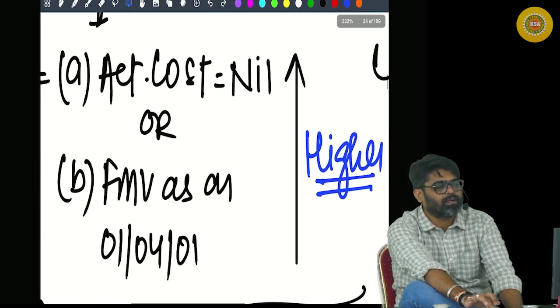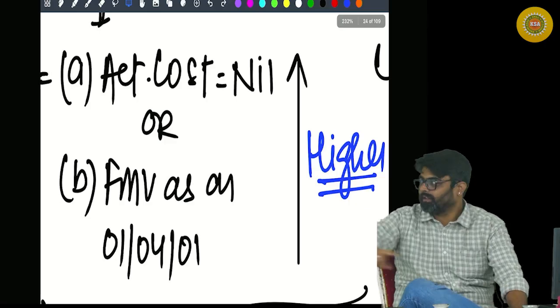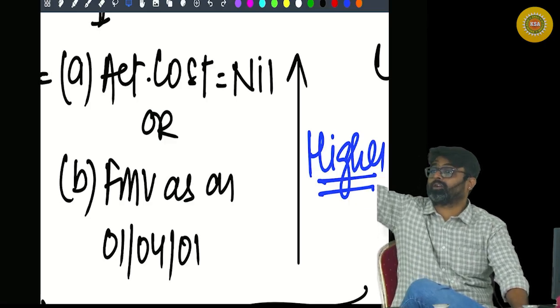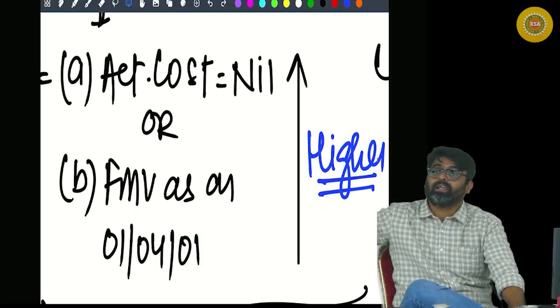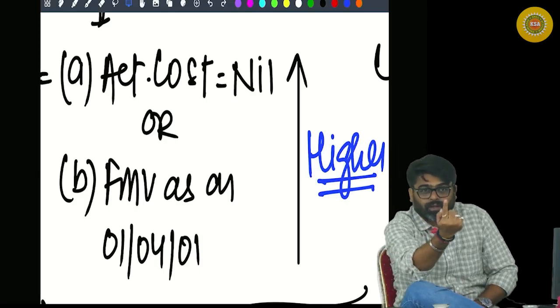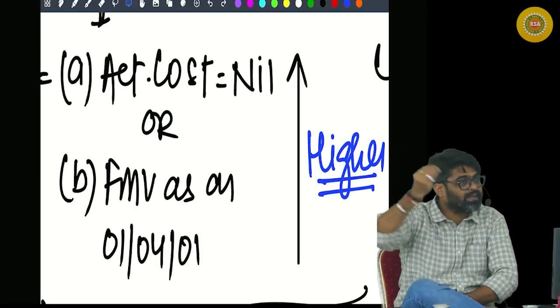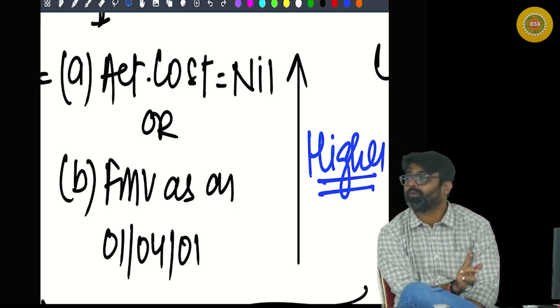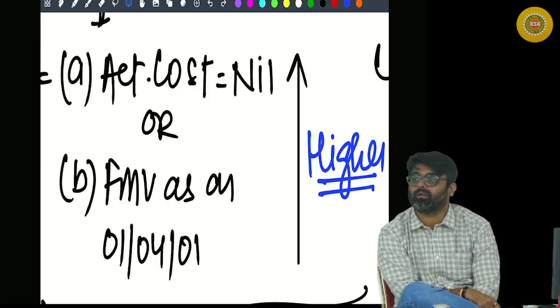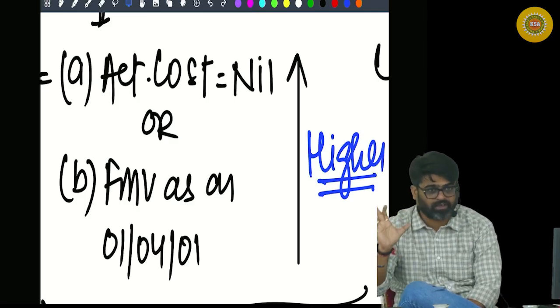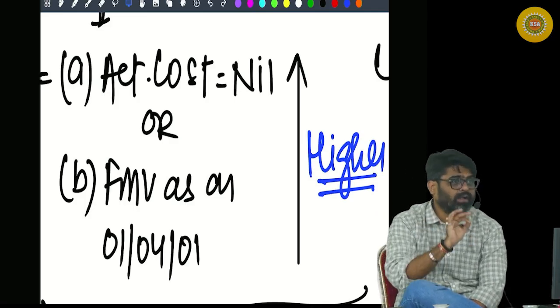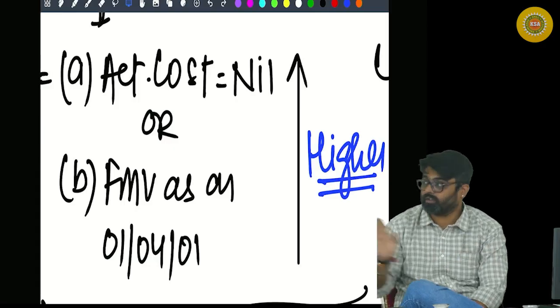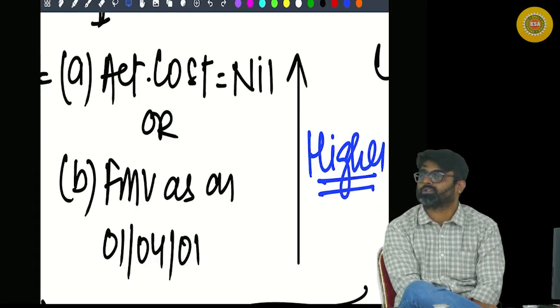And don't you think here always the fair market value will be taken as your cost of acquisition? Because even if the fair market value is 1 rupee, it will be higher than nil. Getting my point? So for bonus shares acquired prior to 1st April 2001, actual cost, which is nil, or fair market value, whichever is higher. Always the fair market value will be treated as cost of acquisition.